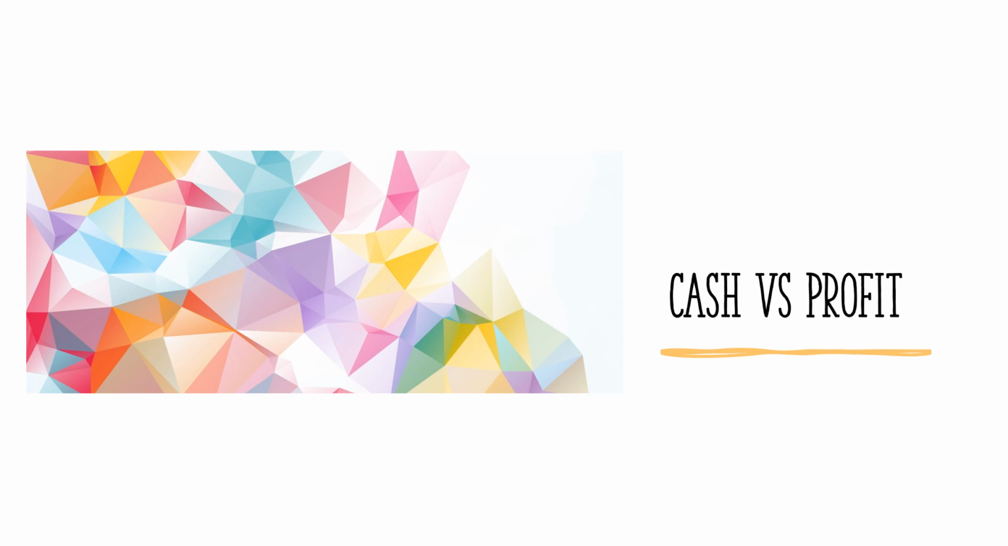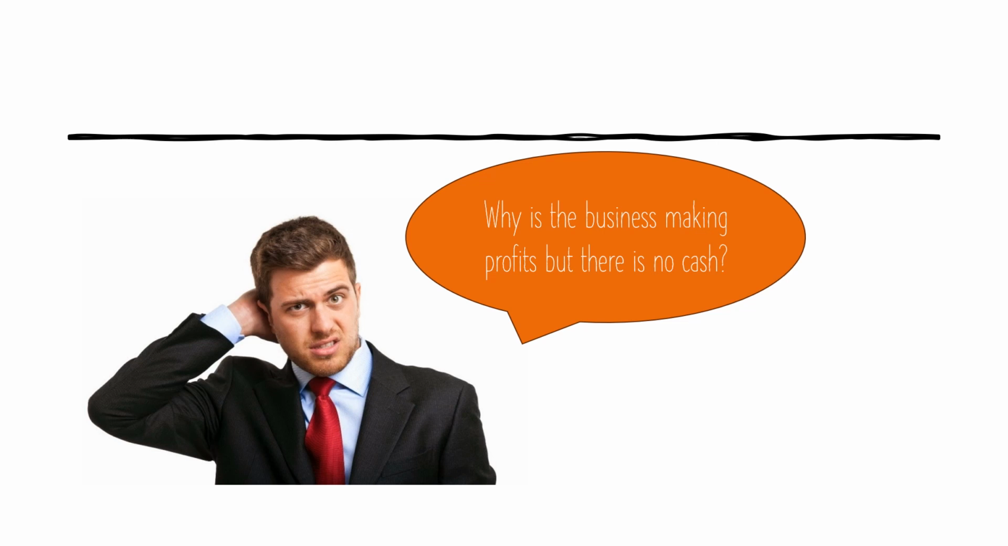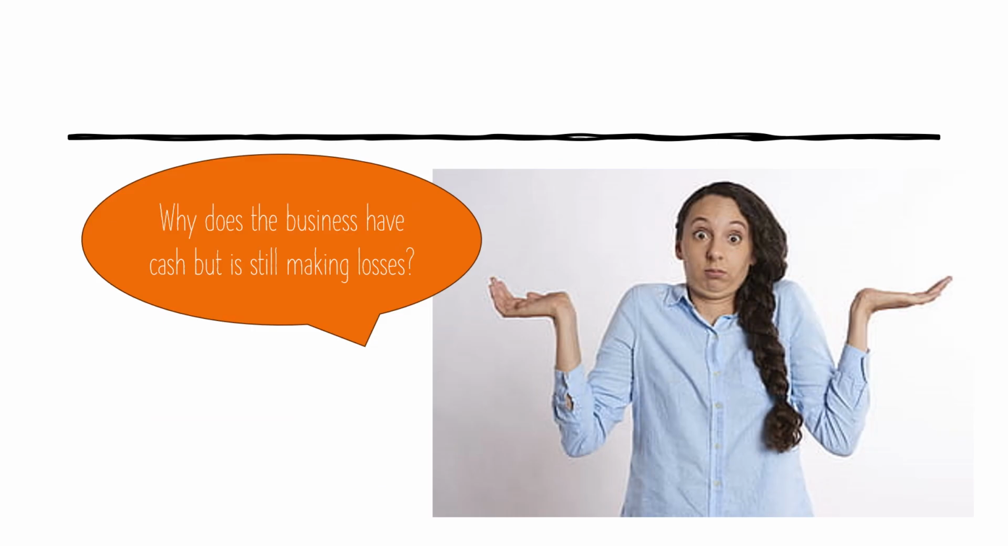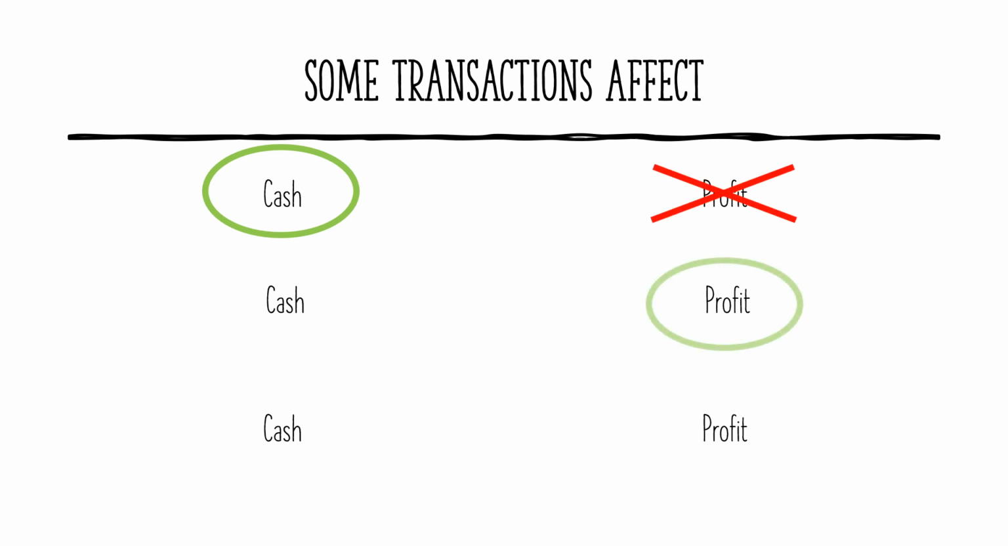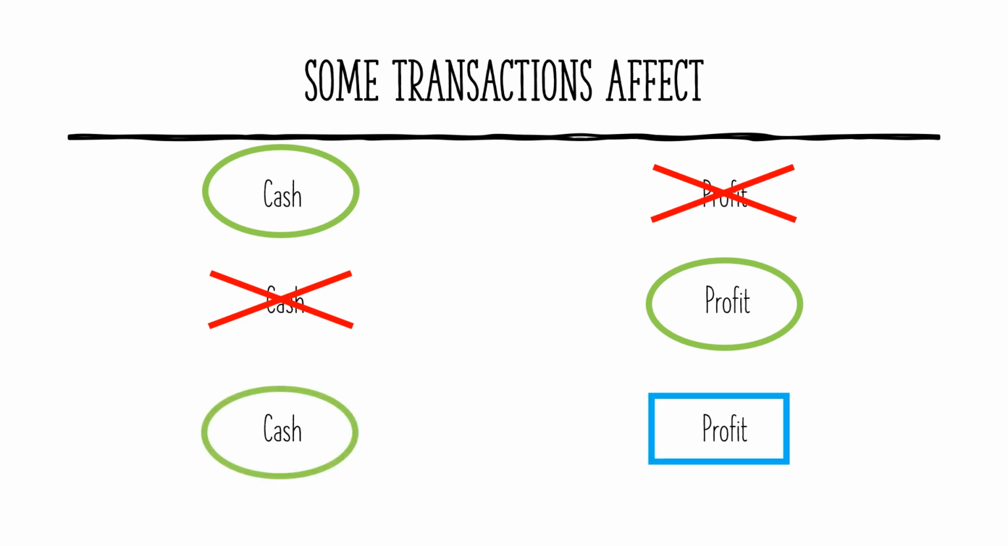In this video, we're going to look at cash versus profit. Have you ever heard business owners wondering, why is the business making profits, but there is no cash? Or some owners wonder, why does the business have cash, but is still making losses? This is because some transactions affect cash, but not profit, and some transactions affect profit, but not cash, and some transactions affect cash and profit differently.